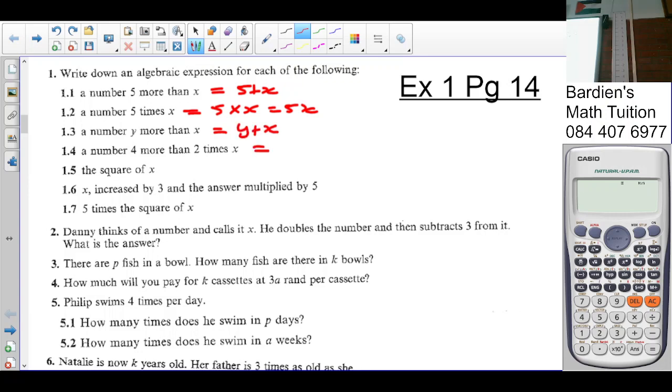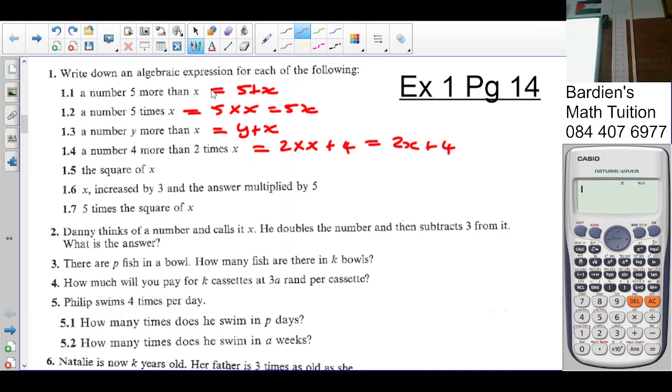The next one, a number 4 more than 2 times x. So it's 2 times x plus 4 or 4 plus 2x, which is 2x plus 4. You all agree with that? Can I add 2x and 4? No. It's unlike terms. Remember we spoke about that yesterday.